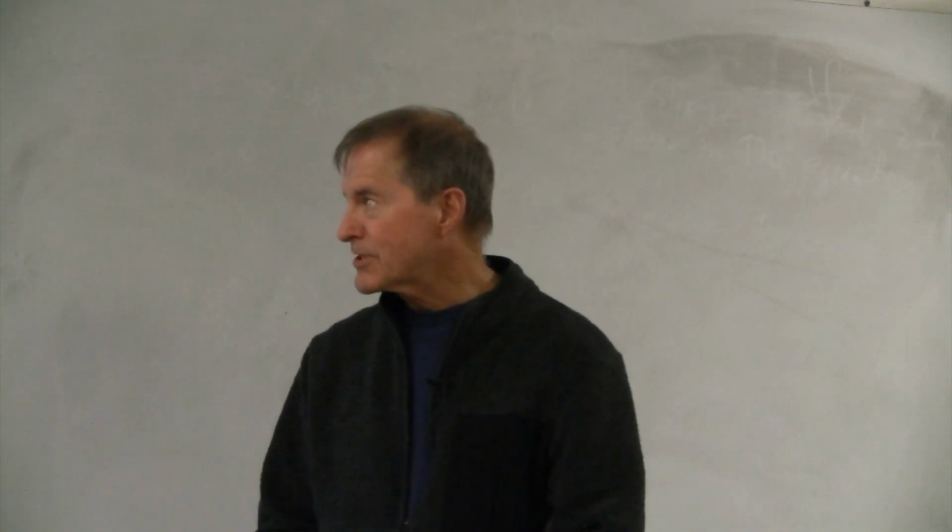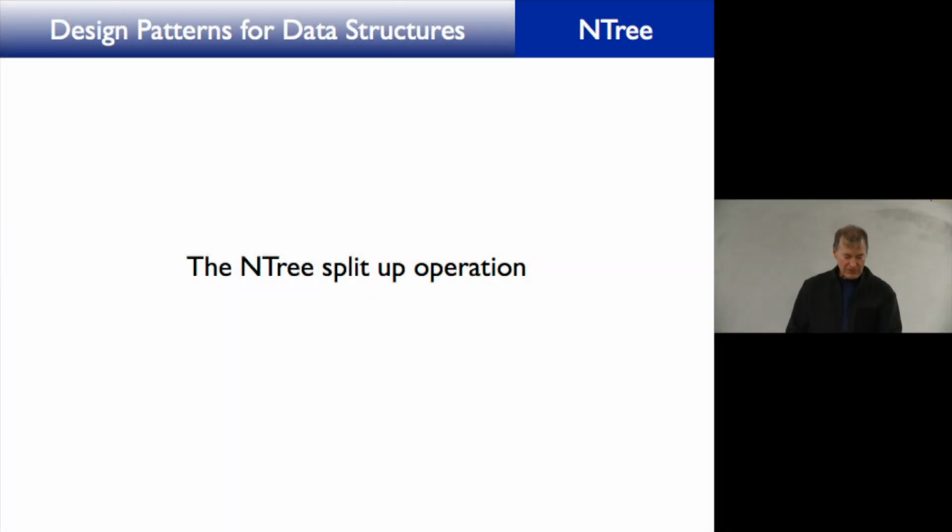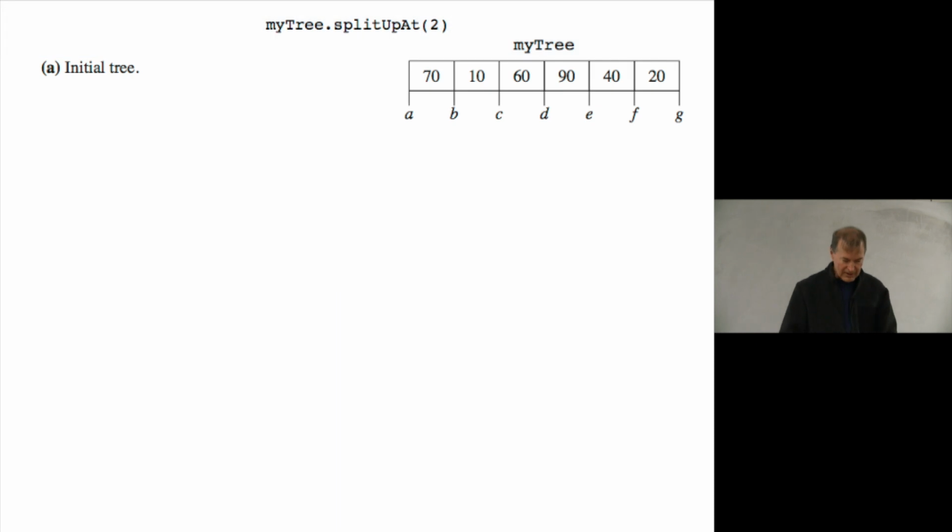All right, well, we kind of rushed through this n-tree split up operation at the end of class last time, so let's pick up here again. So we were talking about the n-tree split up operation, and the example that we're doing is myTree.split up at position 2.